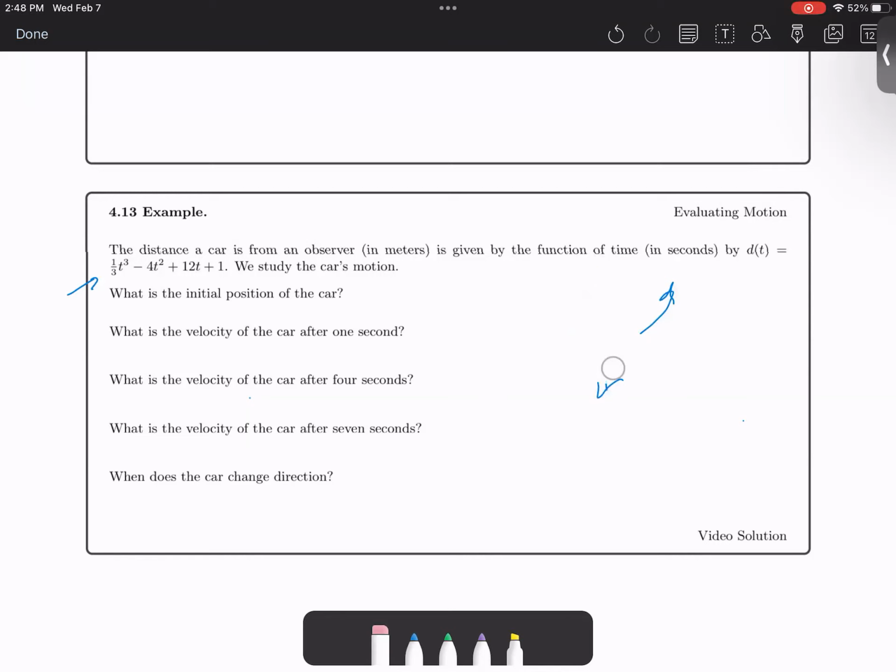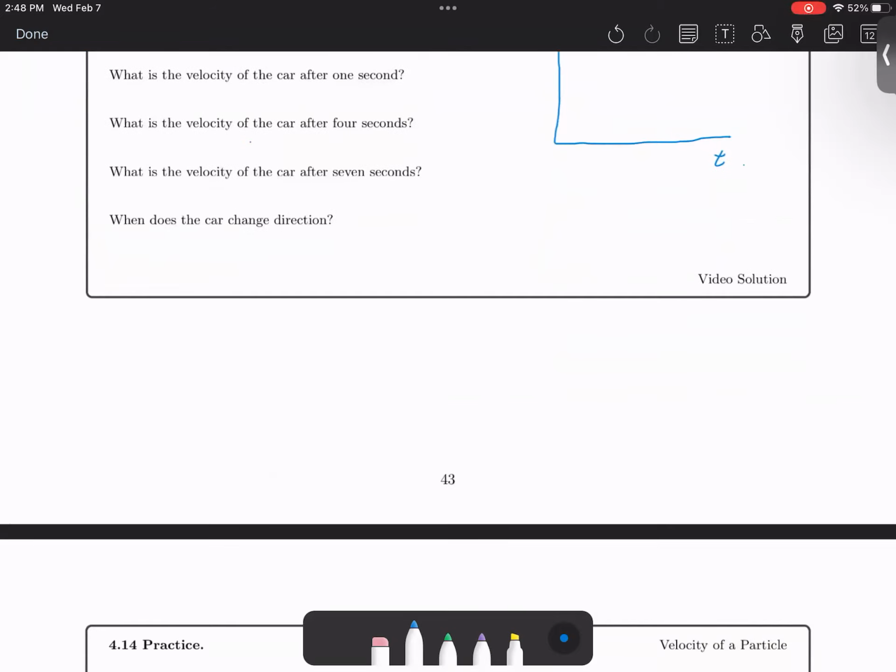Let's try to graph this distance function. So I'm going to open up the xy plane. I'm going to put time down there and distance here. Also, because we're going to concern ourselves with the derivative, I'm going to plot the derivative as well. So the rate of change of distance per unit time will be velocity, right? That's how fast you move through space per unit time.